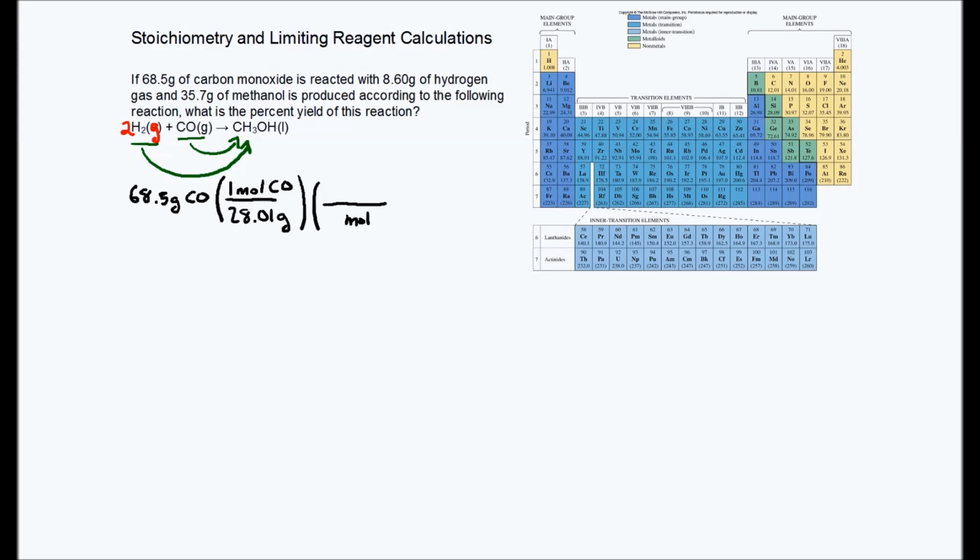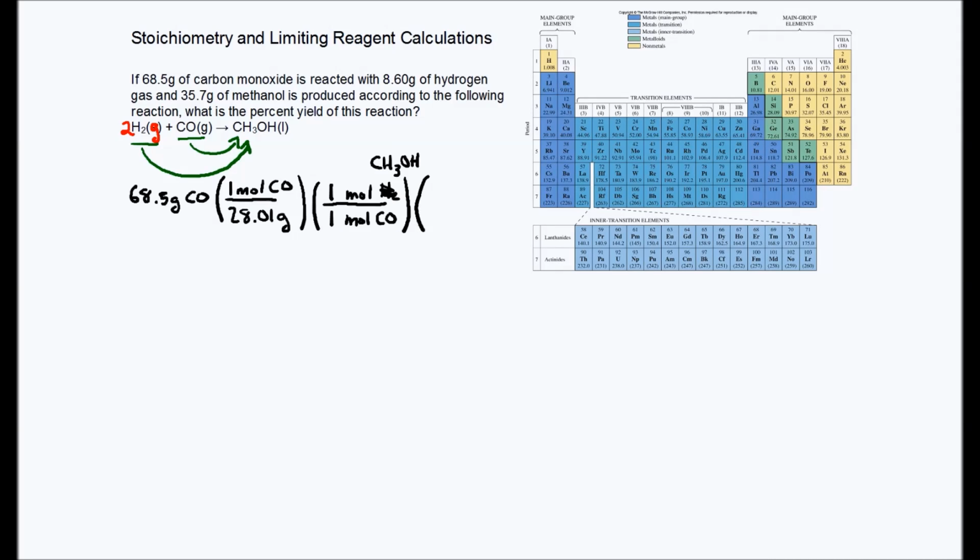Now I convert moles of CO into moles of, sorry, not H2, methanol, CH3OH. Mistake on my part. Using the coefficients from the balanced reaction, the coefficient in front of methanol is 1. The coefficient in front of CO in the balanced reaction is 1.